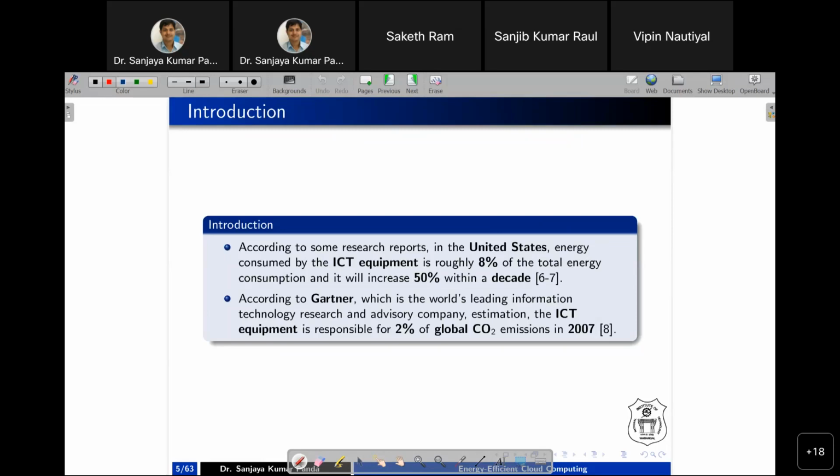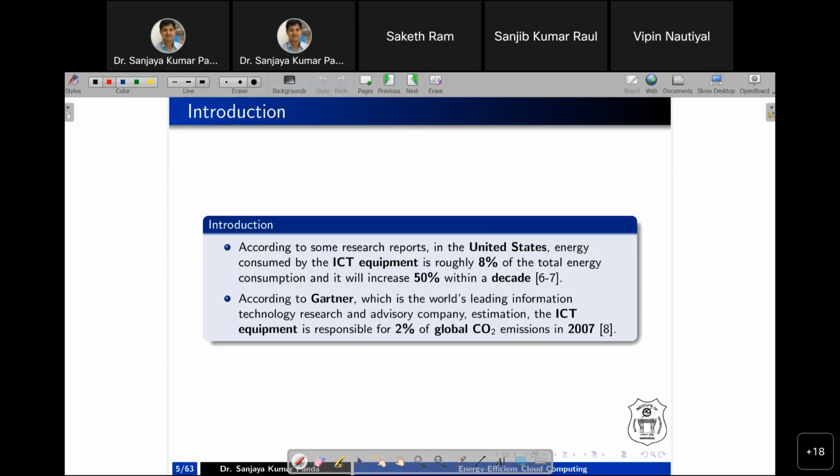You can attend the same meeting using your mobile phone as well as your laptop. Suppose a practical hands-on session is going on, you can log in to two systems. In one system, you are seeing the lecture, in another system, you are writing the code. So ICT equipment is responsible for 8%, but it will increase to 50% in a decade. And it may be more also.